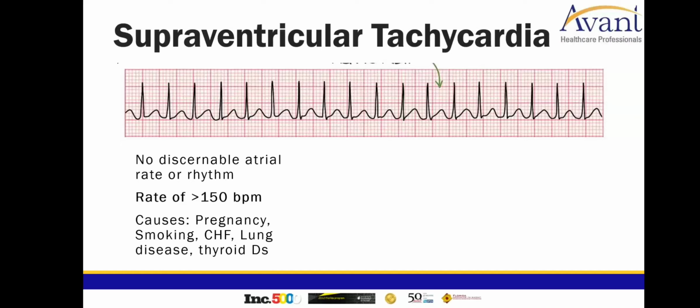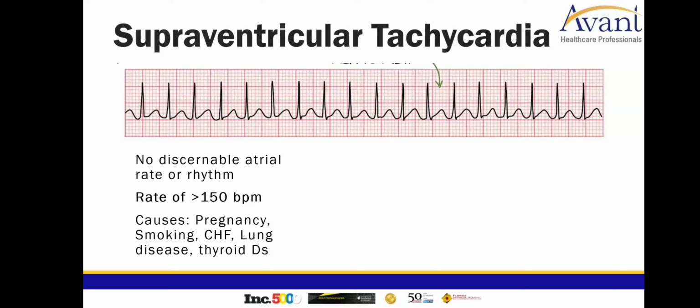SVT is an abnormally fast, erratic heartbeat that affects the heart's upper chambers. An abnormal heartbeat is called an arrhythmia, in this case SVT or PSVT, paroxysmal supraventricular tachycardia. During an episode of SVT, your heart beats very fast, in this case over 150 beats per minute, up to maybe 220. And what happens here is there's not enough filling time.